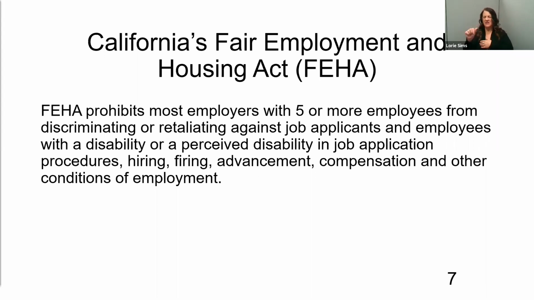The difference is that it applies to employers with 5 or more employees rather than 15 or more employees. The reason these slides say most employers is that there are some exceptions for religious entities that are employing people. That gets really complicated, and that can be different at the state and federal level. So that's where the most comes from. Next slide, please.